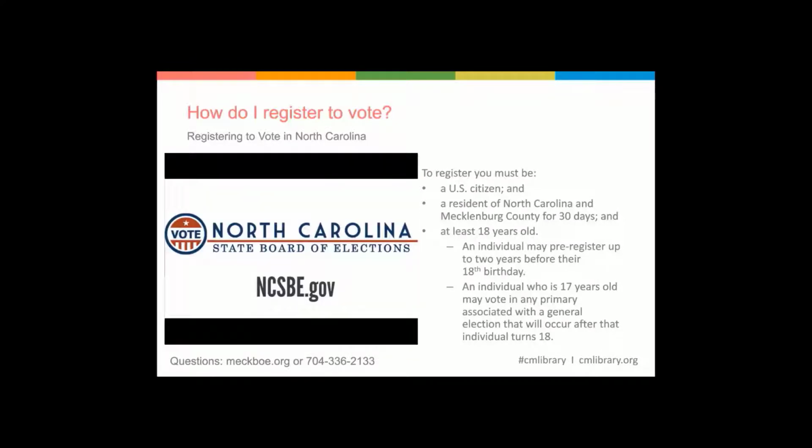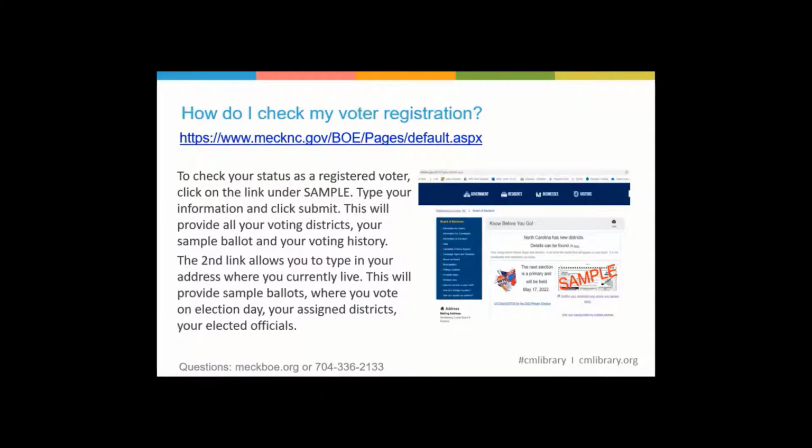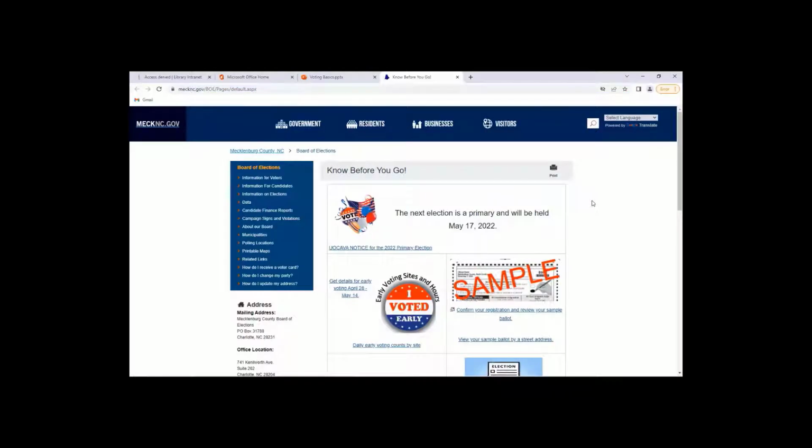To check your status as a registered voter, visit mecnc.gov/BOE. Under the image of the sample ballot, click the link that reads Confirm your registration and review your sample ballot.